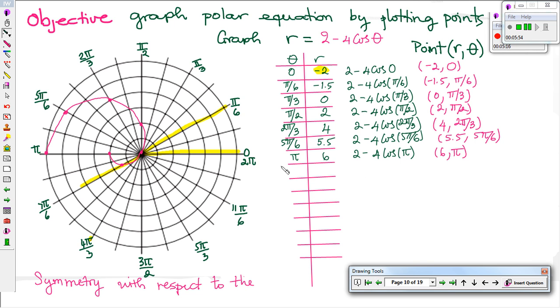Next, we're going to look at the point 7 pi over 6. So 2 minus 4 times cosine of 7 pi over 6. You get 5.5. So we plot the point 5.5 comma 7 pi over 6.